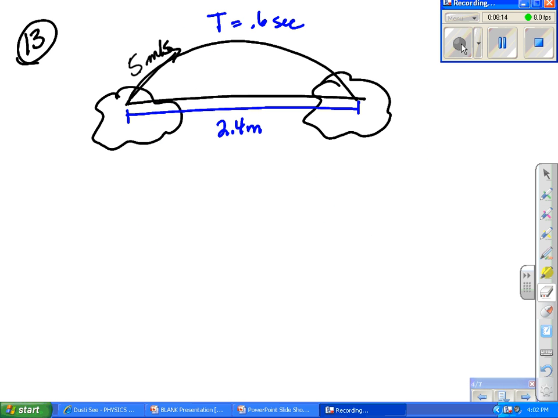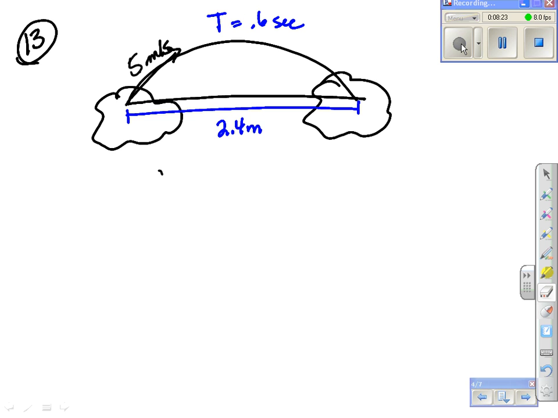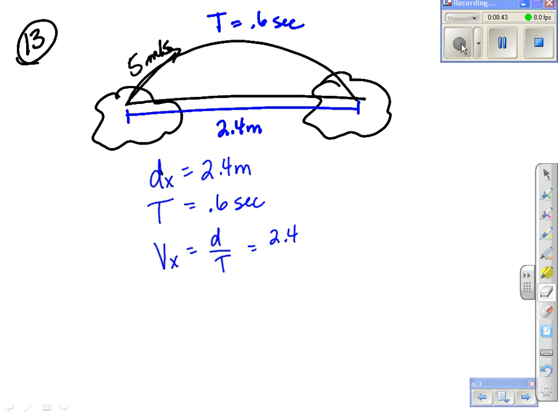All right, number 13, we're talking about the frog jumping from lily pad to lily pad and the distance between the lily pads. So my dx is 2.4 meters. And my total time up and down, so my total time, is 0.6 seconds. If I know this, I should be able to find my speed in the x position by taking d divided by t. So 2.4 meters divided by 0.6 seconds.